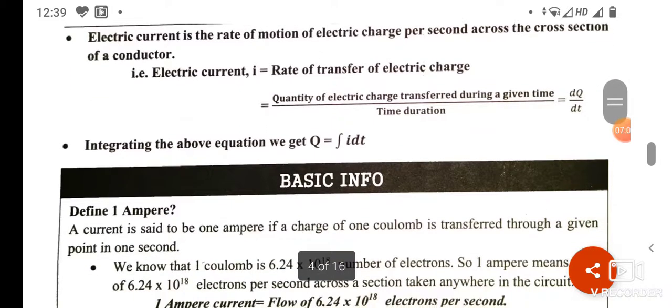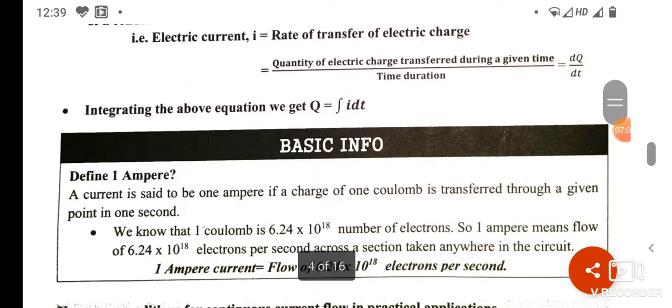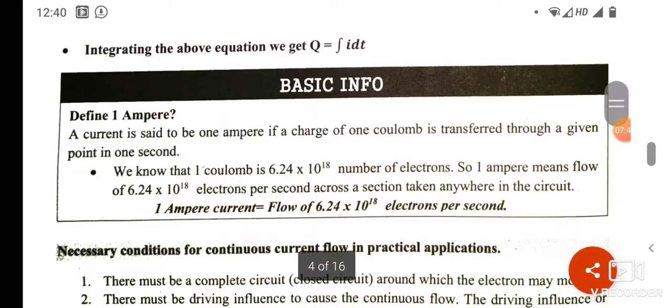Okay. So if a question came like define 1 ampere, that means if a charge of 1 coulomb is transferred through a given point in 1 second, the transfer of 1 coulomb per second. We know that the 1 coulomb is 6.24 into 10 raised to 18 number of electrons. That means 1 ampere current can be termed as flow of how much electrons? 6.24 into 10 raised to 18 electrons per second, right?